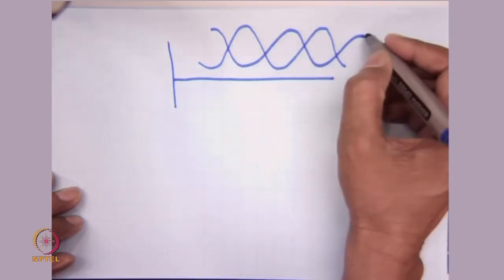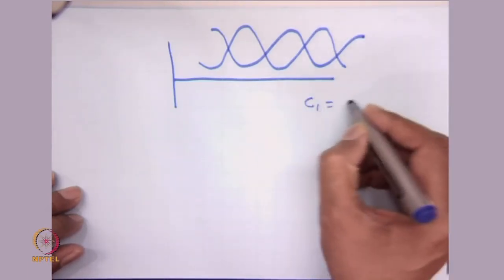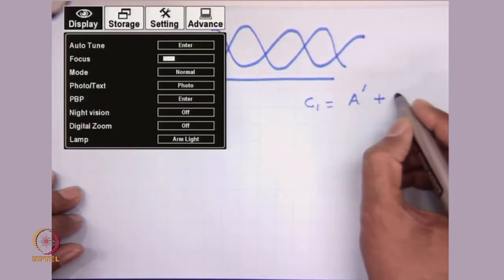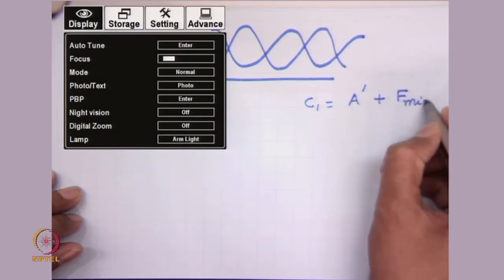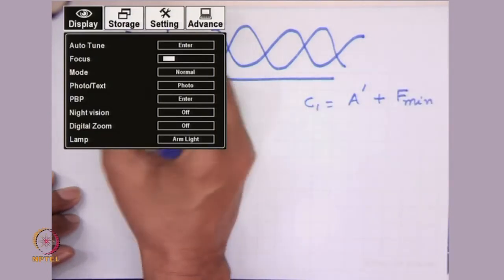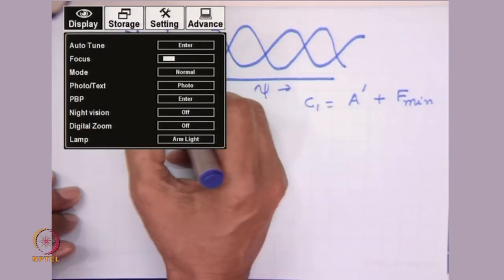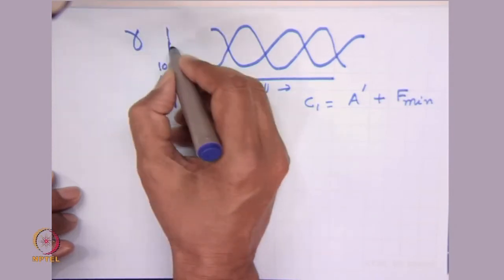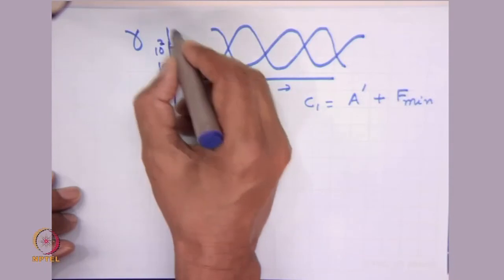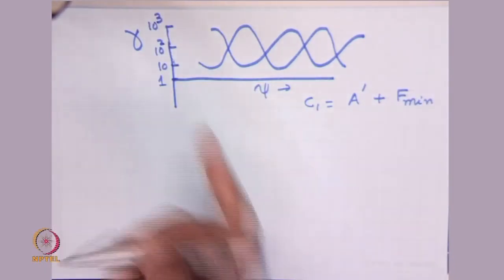This is the equation of a separatrix, where C1 I have chosen is equal to normalized wave amplitude plus F minimum. And this I have plotted, gamma here, psi here, and this is a logarithmic plot. 1 is there, 10 is here, 100 is here, 1000 is there, and so on. This is a logarithmic plot.